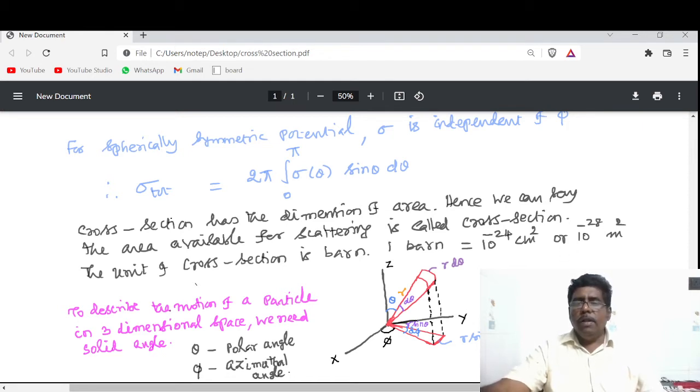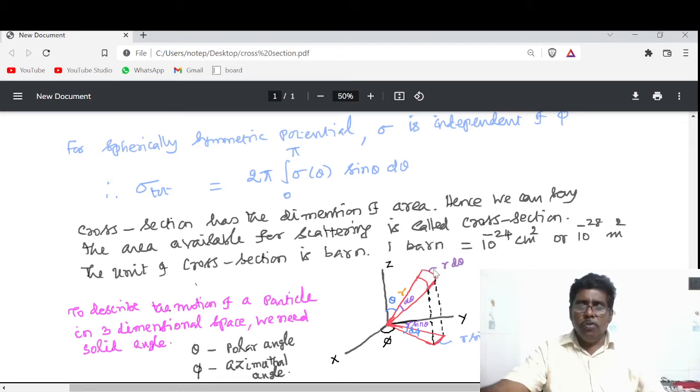Now you have to coin the term solid angle d omega. The solid angle d omega is equal to surface area divided by r square. Here surface area is the area measured by the portion present in the spherical surface. Say, how you calculate the surface area is detailed here.